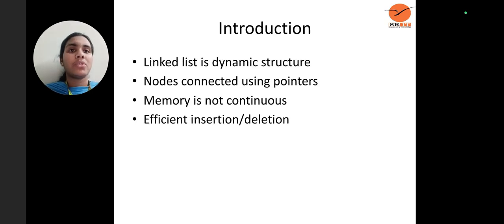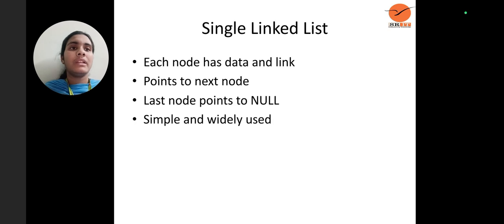Introduction of this topic. Linked list is a dynamic structure, nodes connected using pointers. Memory is not continuous, it is efficient in insertion or deletion. Singly linked list: each node has data and a link that points to the next node. The last node points to null and it is simple and widely used.